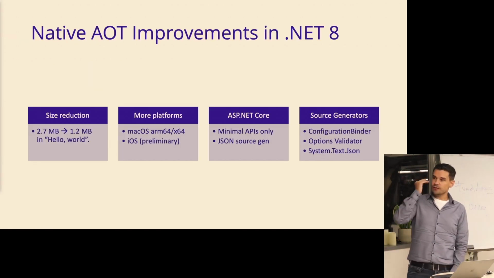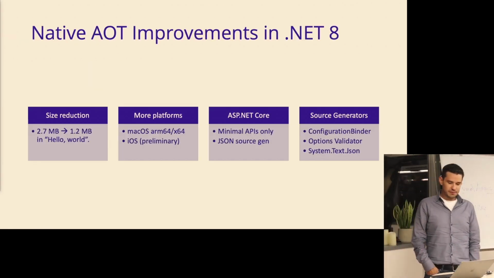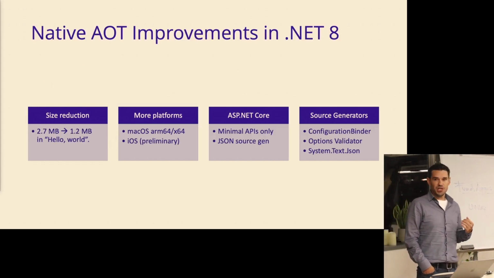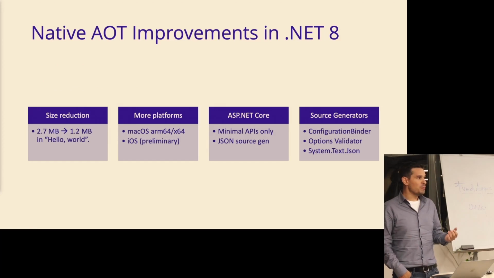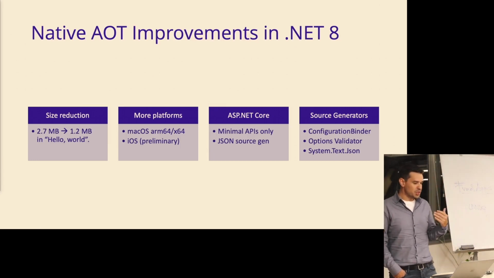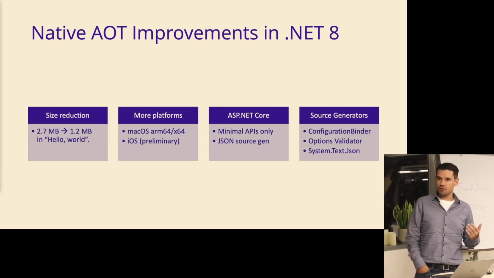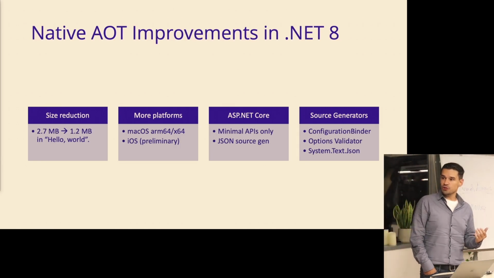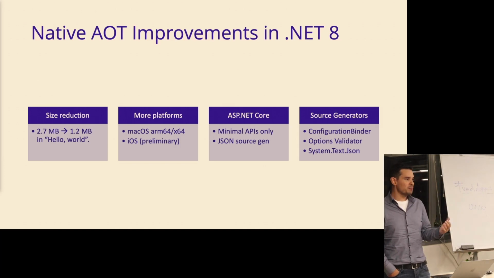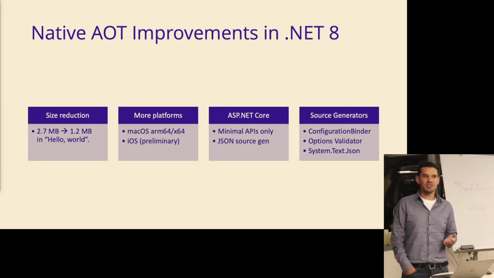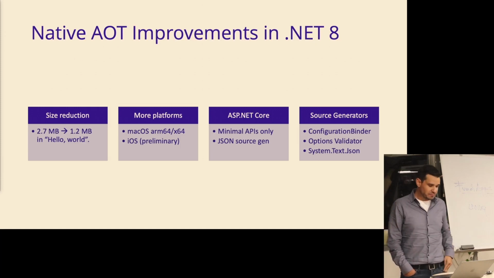In terms of what we did for Native AOT in .NET 8, first of all, we focused a lot on size reduction. So we made many changes to the runtime itself. We made many improvements to libraries so that unnecessary code doesn't get caught up by the trimmer, removing dependencies where they're not needed. And for one of our benchmark apps, which basically just prints hello world, we've been able to reduce size down from 2.7 megabytes in .NET 7 to 1.2 megabytes in .NET 8, which means that we can now fit it on a floppy disk.